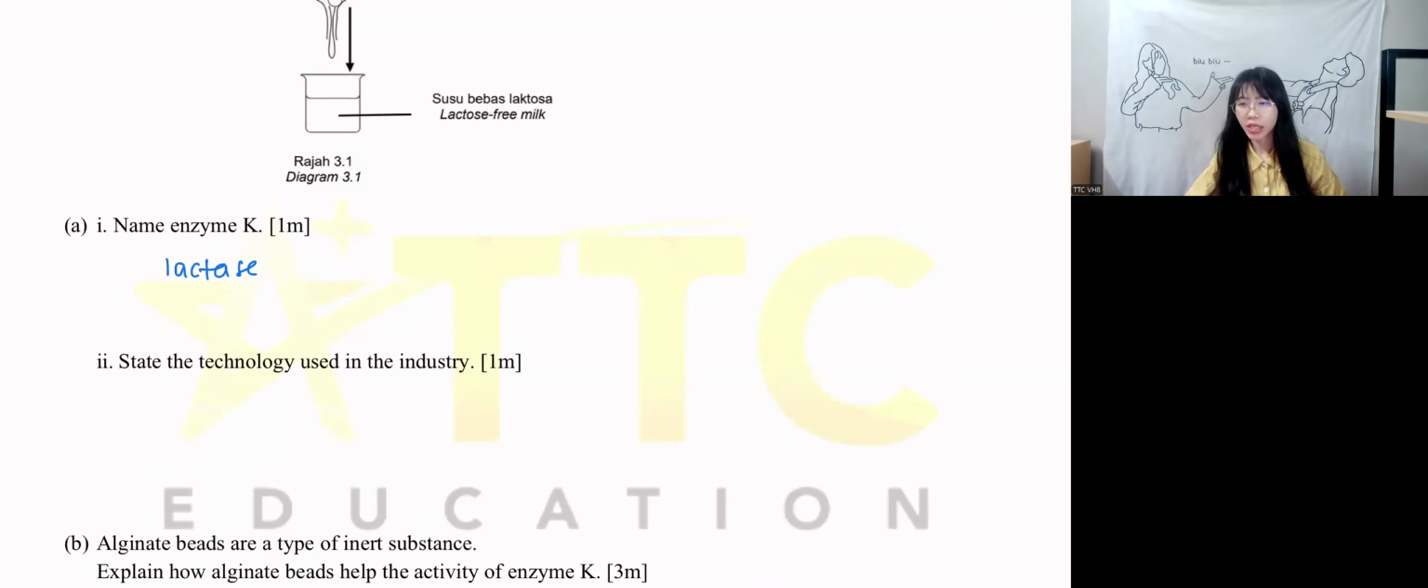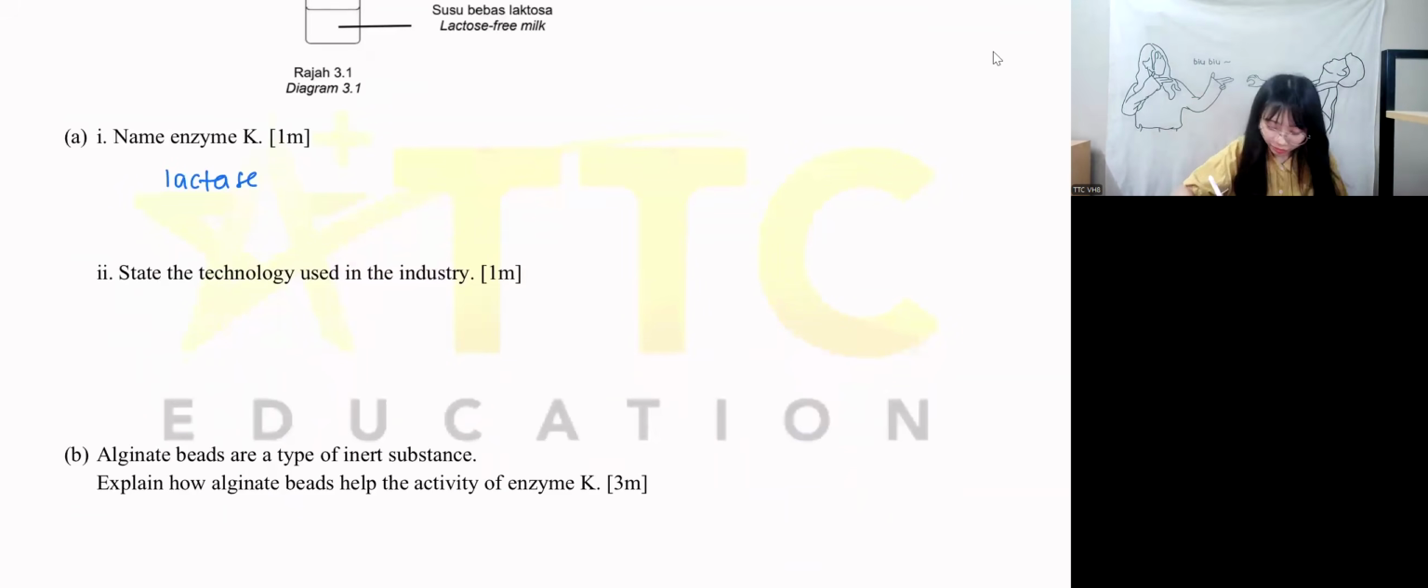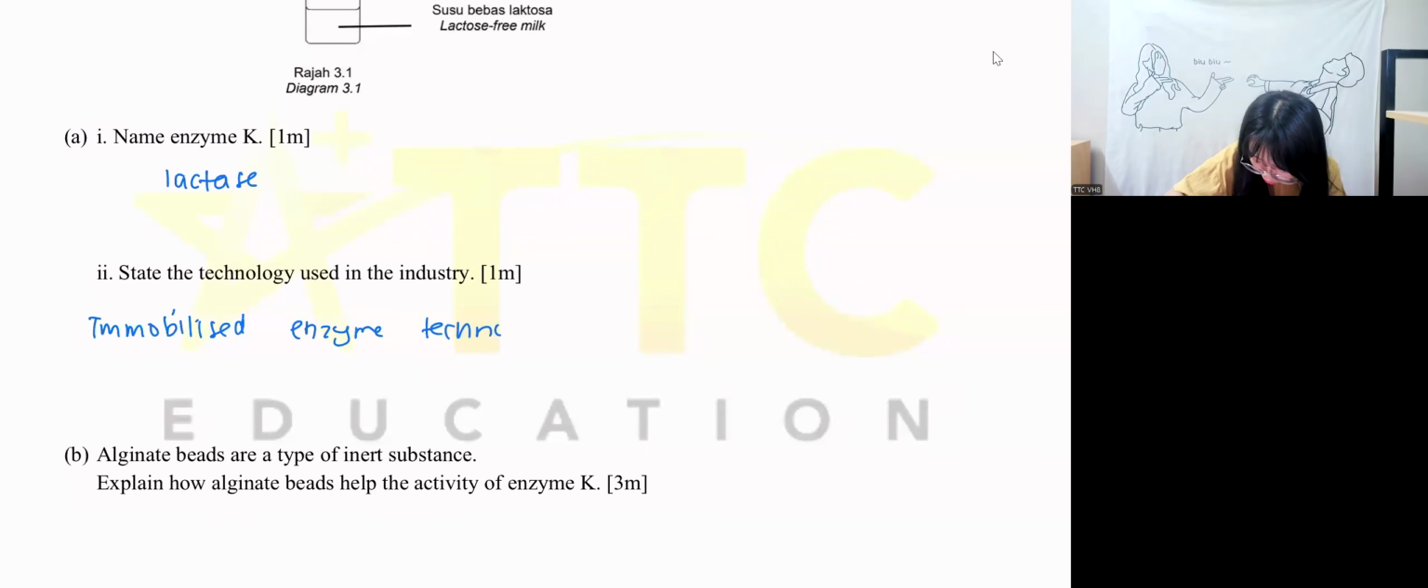What is this technology? As long as there is the involvement of human, anything that human changes in the enzyme, we have a name. What is the name of it? Man-made technology is called what? It's called immobilized enzyme technology, correct? Immobilized enzyme technology. Alginate beads are a type of inert substances.